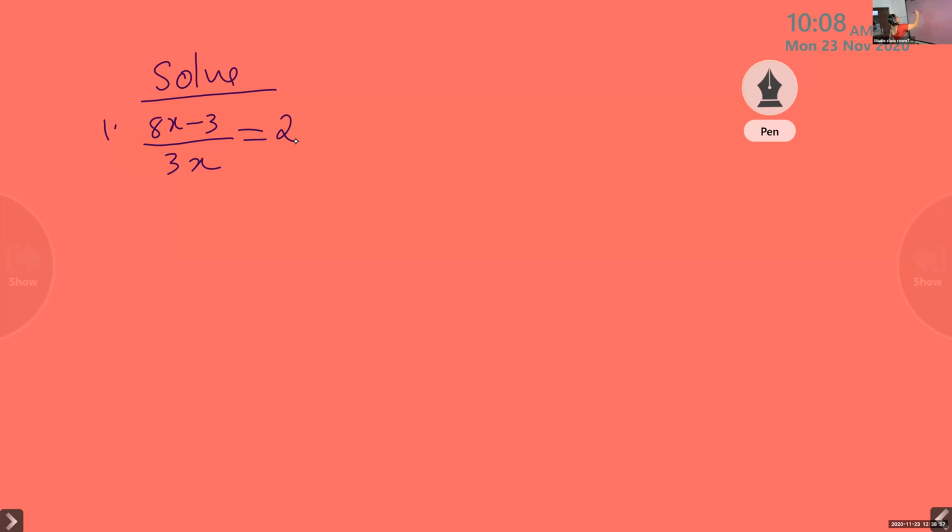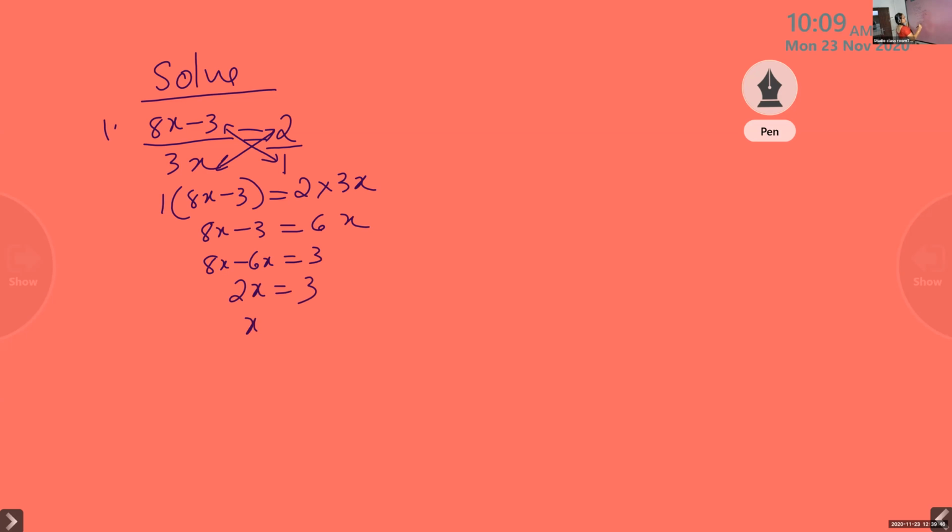In this type of questions, we can cross multiply the terms. 2 we can write as 2 by 1. So (8x minus 3) by 3x equal to 2 by 1, and cross multiply the terms. After cross multiplying, what will we get? 1 into (8x minus 3) equal to 2 into 3x. 1 into (8x minus 3) is 8x minus 3 itself, and 2 into 3x is 6x. So 8x minus 6x equal to 3. 2x equal to 3, x equal to 3 by 2.